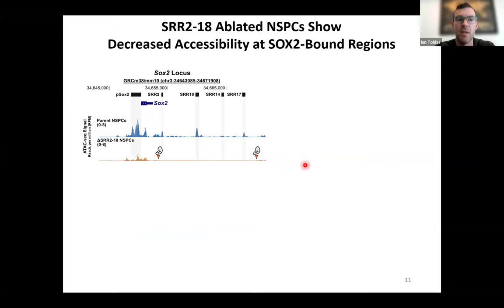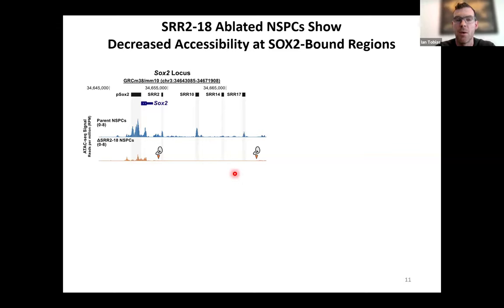And so we did this using ATAC-seq in bulk neural stem and progenitor cells, comparing the parent line control to those with a biallelic SR2-18 deletion. And I'll first draw your attention to the pattern of chromatin accessibility at the SOX2 locus in control cells. We see that at least three of the neural SOX2 enhancers show evidence of nucleosome depletion in the control. And secondly, that there is a marked decrease in chromatin accessibility at the SOX2 promoter in the homozygous SR2-18 deletion clones.